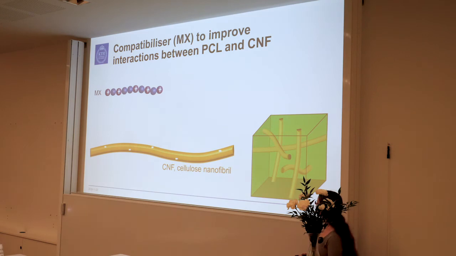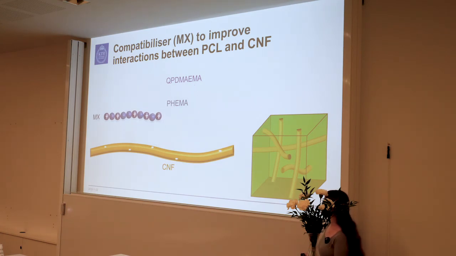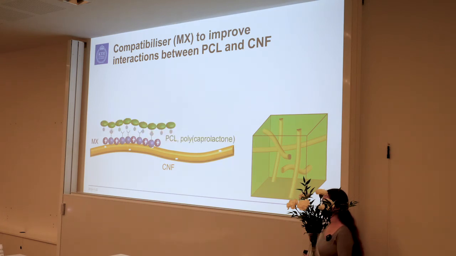It's named MX. It contained a quaternized amine in one of the side chains for the cationic charge, and also another monomer, polyhydroxyethyl methacrylate. Due to the cationic charge, it could be adsorbed onto the anionic surface of those cellulose nanofibrils. In addition to the cationic charge, those other monomer groups were also modified to allow a covalent bond to PCL upon addition of a radical initiator to the mixture.